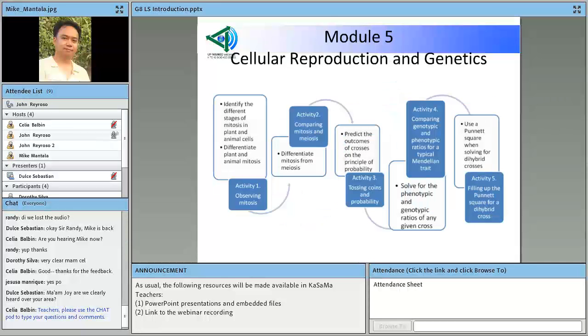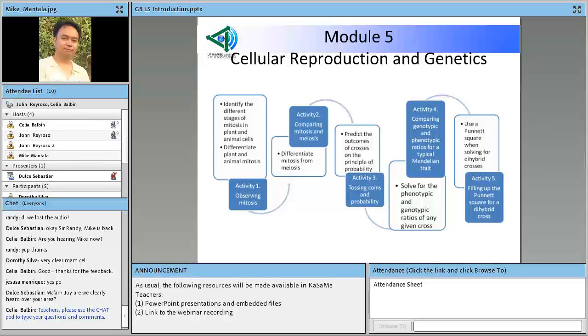And finally, this is Module 5, and here are the activities. There are in fact 7 activities in Module 5. I intentionally just covered 5 activities because in the revised curriculum guide, what I mean to say is in the latest version of the curriculum guide, Mendelian inheritance has already been transferred to grade 9. So what was left in grade 8 is cell reproduction or cell division cycle and Mendelian genetics.